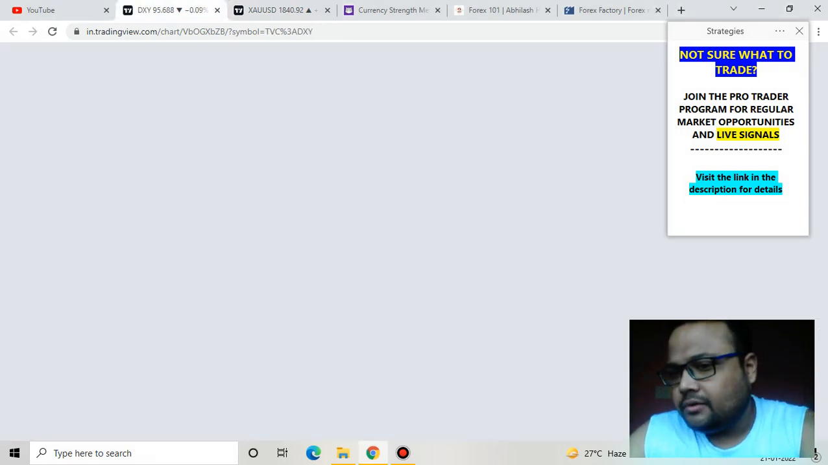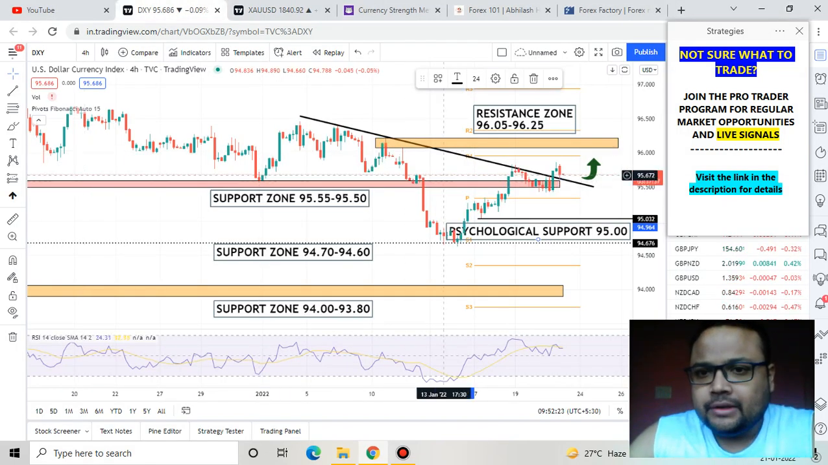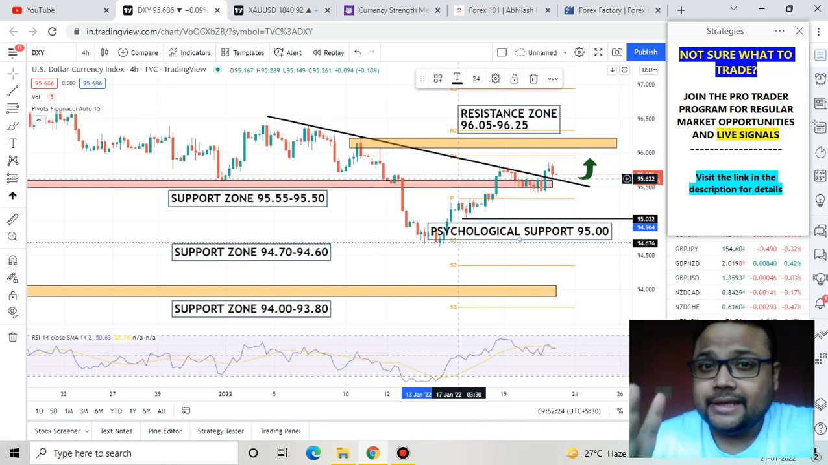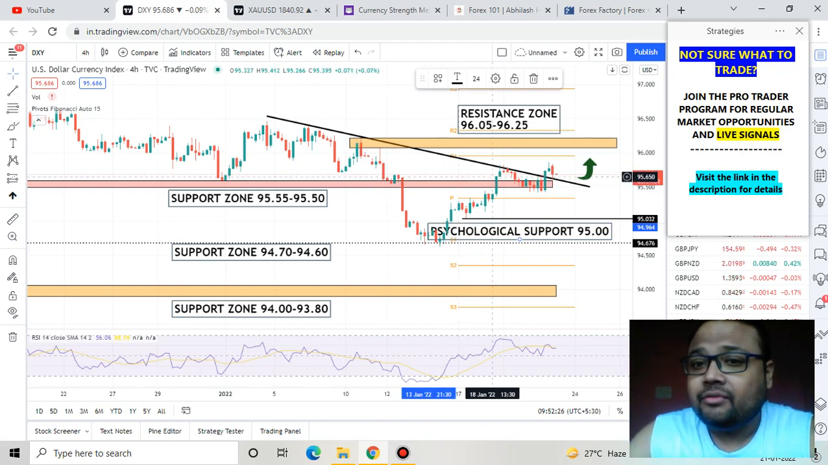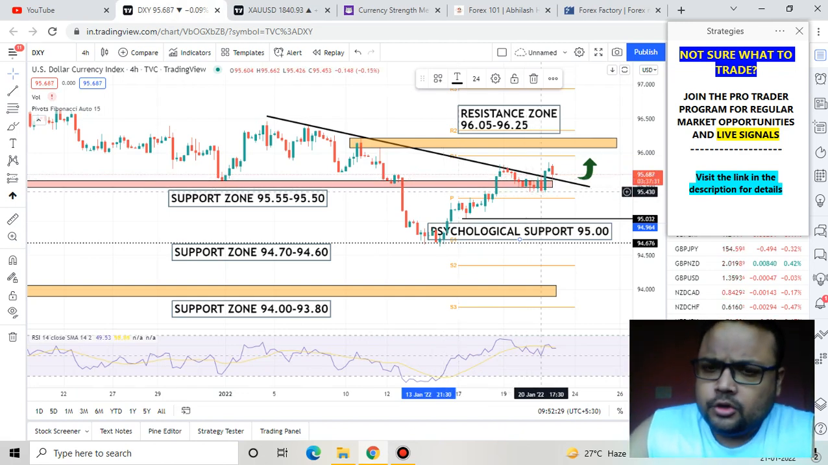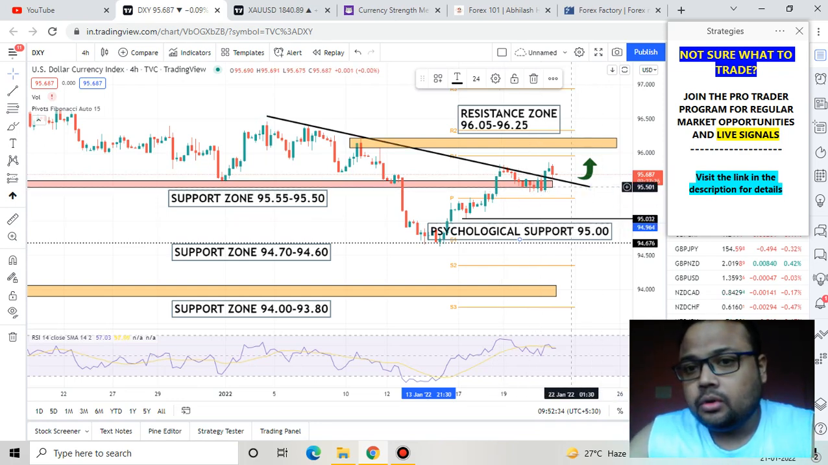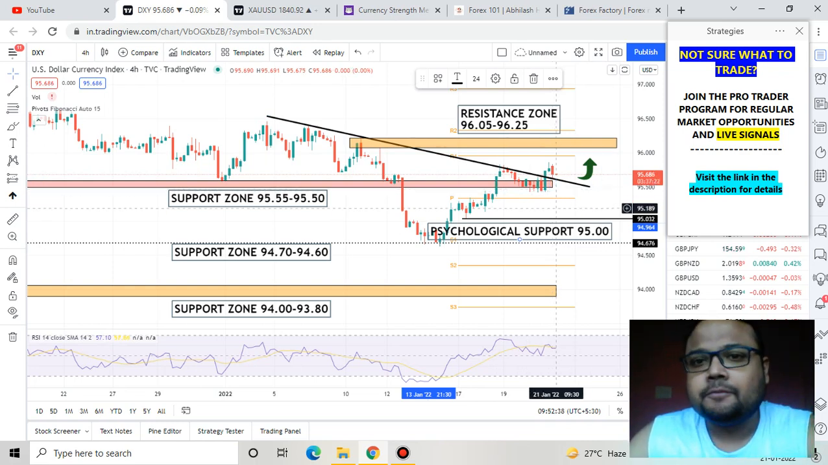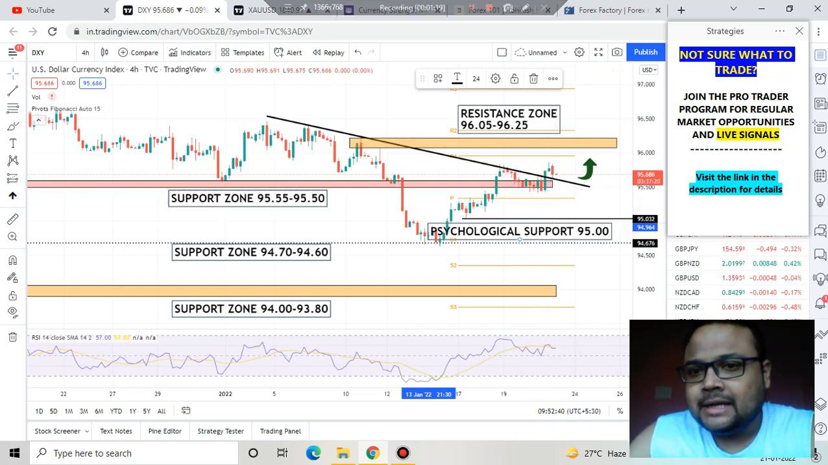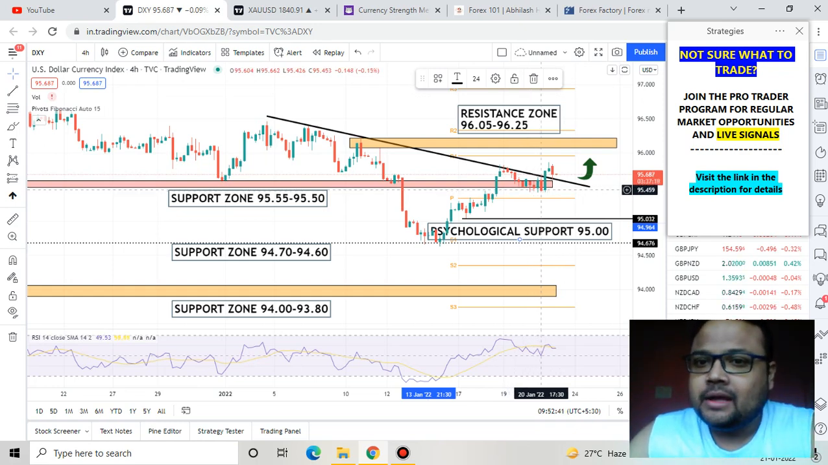If I take you to the chart of DXY US dollar, you can see that DXY has taken support at the 95.50 level. To be honest, I thought that DXY would break the level and start going down, but we can see that it has taken support again and right now is trading at 95.68.